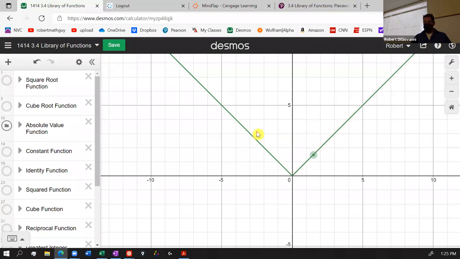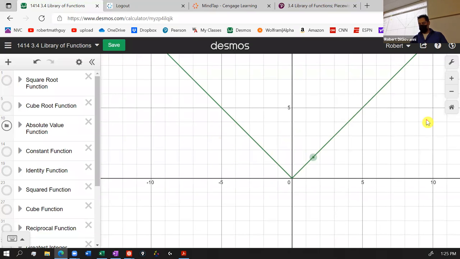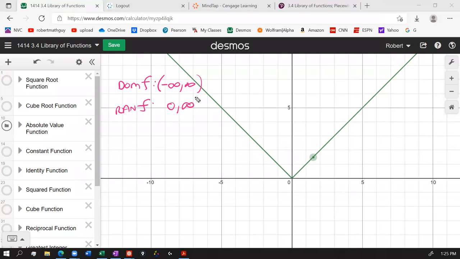Domain is everything, right? So it's got picture to the left and right. So domain is everything. Good. You want to keep going? What about range? Zero to, do I include zero or no? Yes, because it actually has a point down here at the origin.